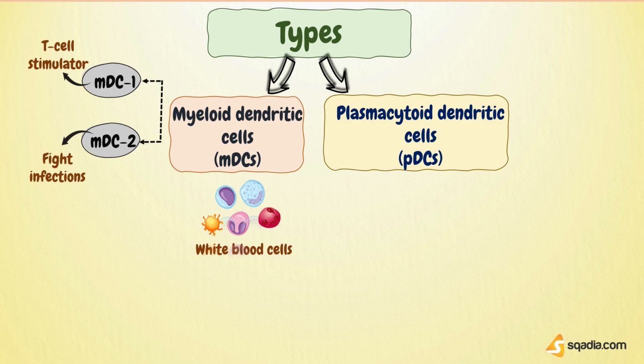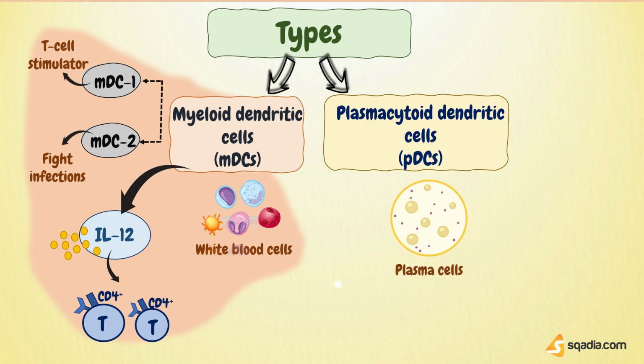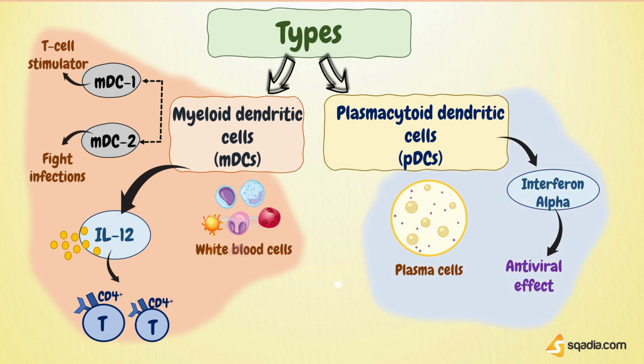The MDCs secrete the cytokine interleukin-12, and they display the toll-like receptors, mainly TLR2 and TLR4, for T-cell attachment. Whereas the plasmacytoid DCs resemble plasma cells, but share some features of MDCs. These cells can secrete large amounts of interferon alpha, which has antiviral activity.